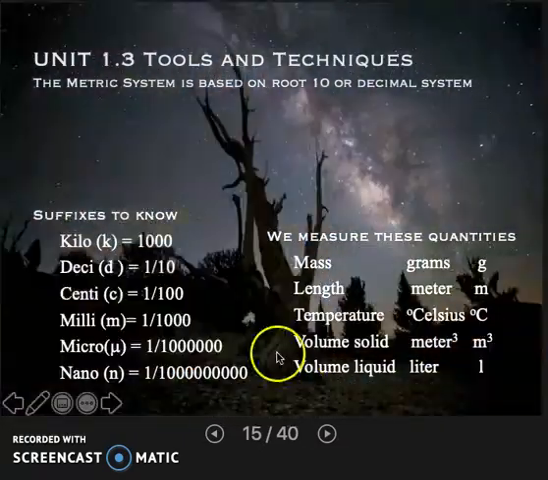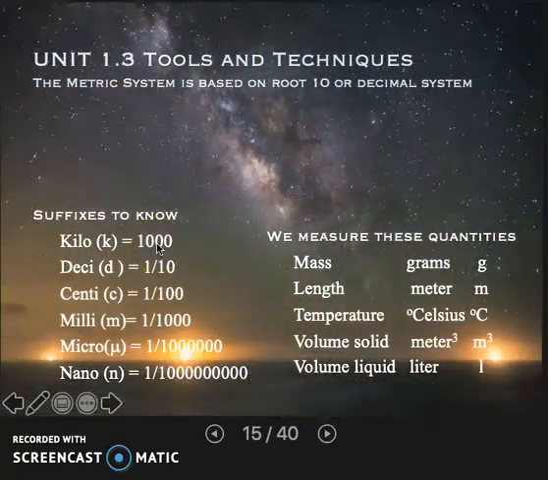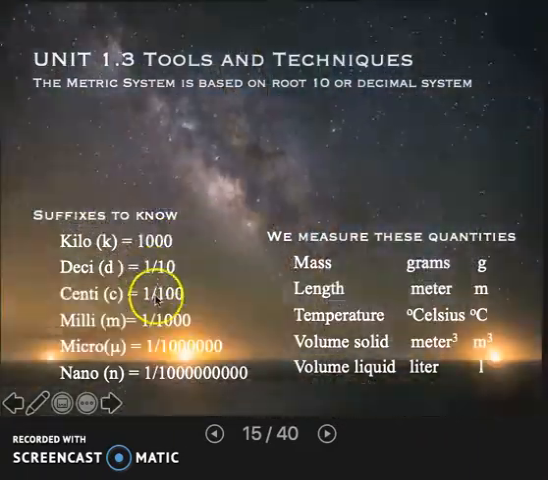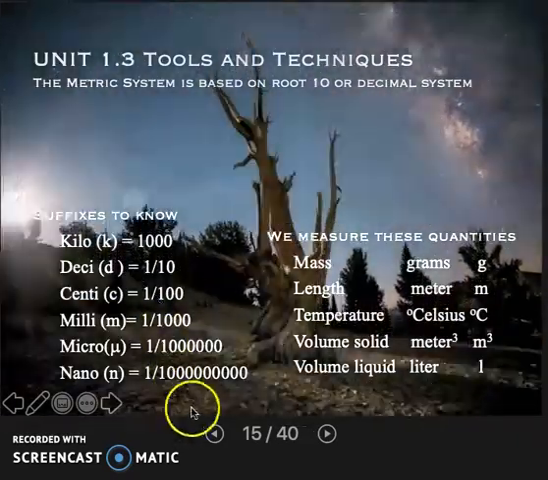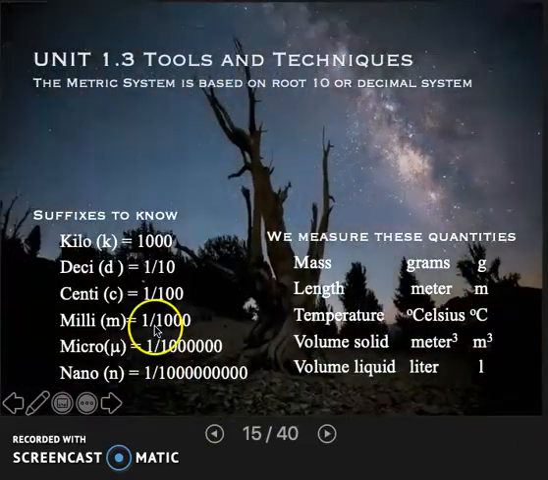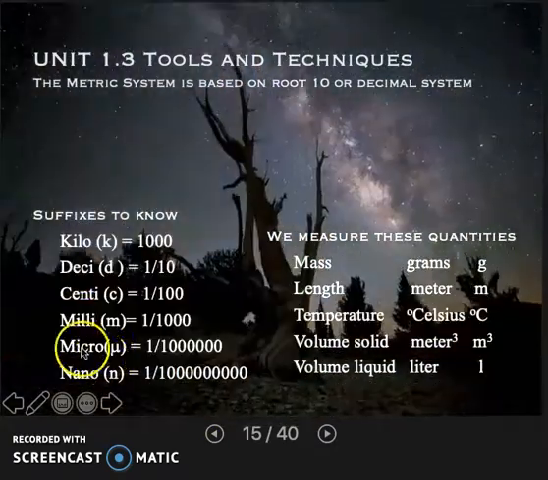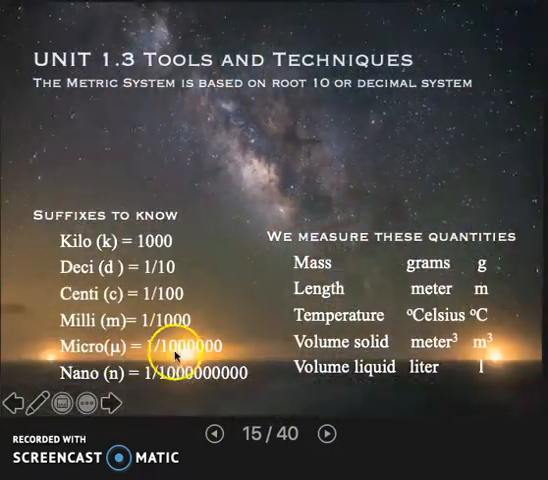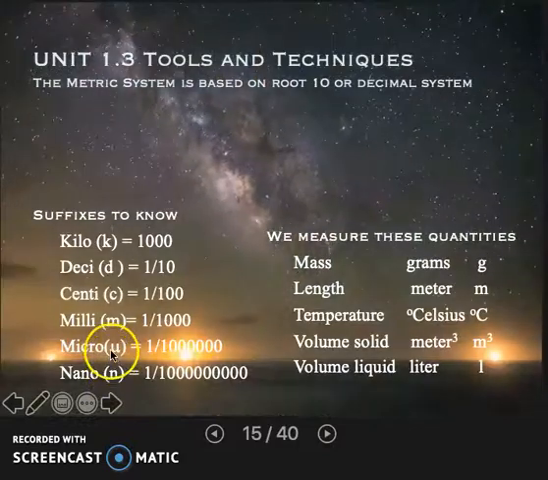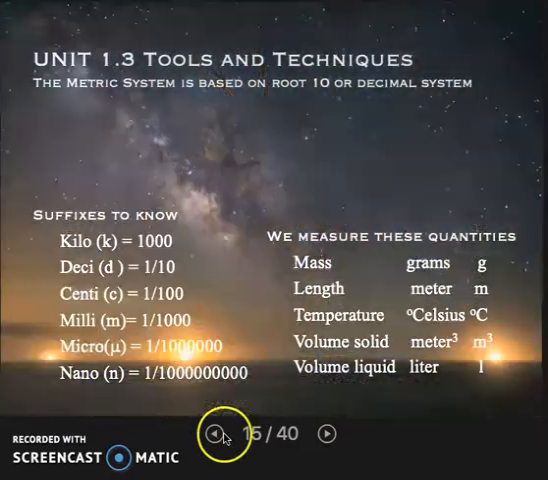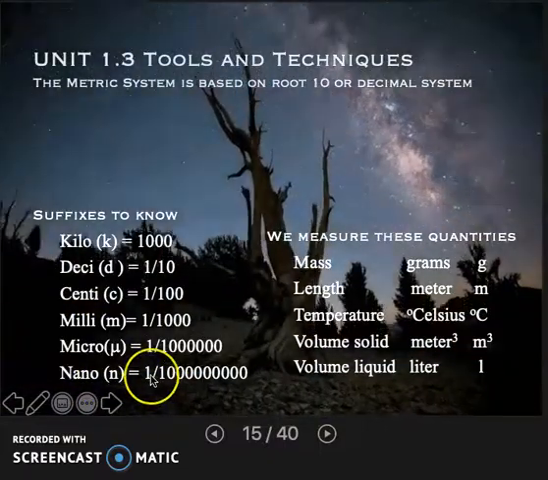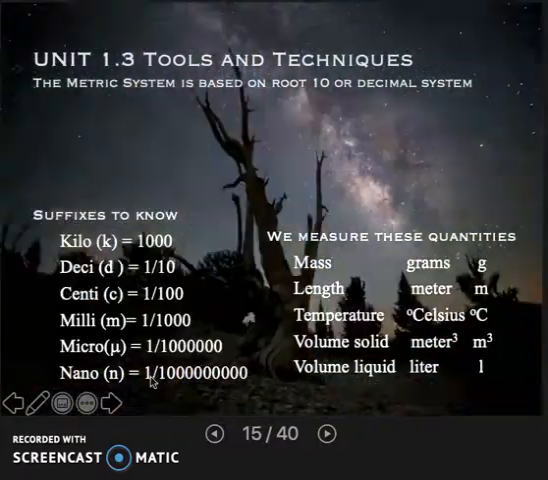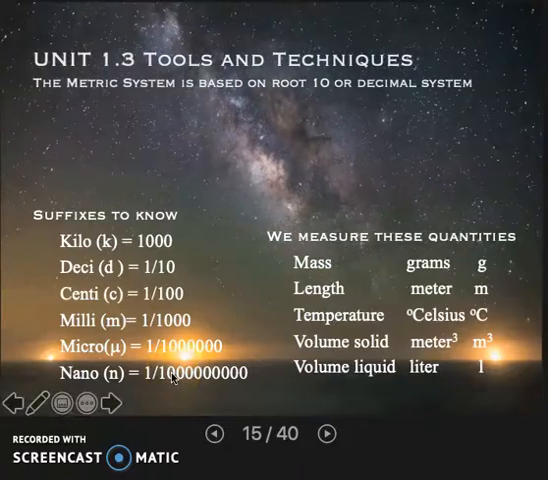Anyway, we work with the base 10 system in the metric system, and there are some prefixes you need to know, like kilo, which means 1,000. Deci means 1/10. Centi means 1/100th. Doesn't mean 100, it means 1/100th. Milli's 1,000th, not to be mistaken with million. Micro means 1/1,000,000th, and this is the little Greek letter mu. It looks like a U, but it's got a little doodad hanging off here. And then last but not least is nano, and that means 1/1,000,000,000th. Okay? It's a really small value.